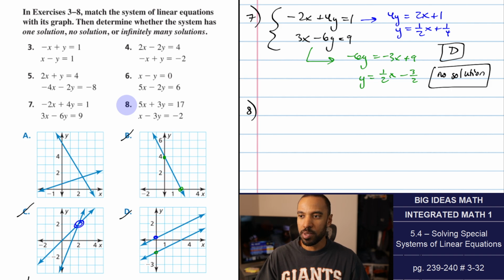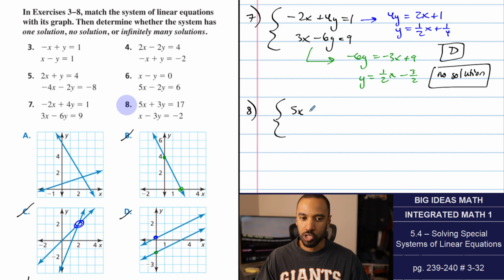So number 8 must be A, but let's go ahead and confirm all that with what we got with more slope-intercept form.